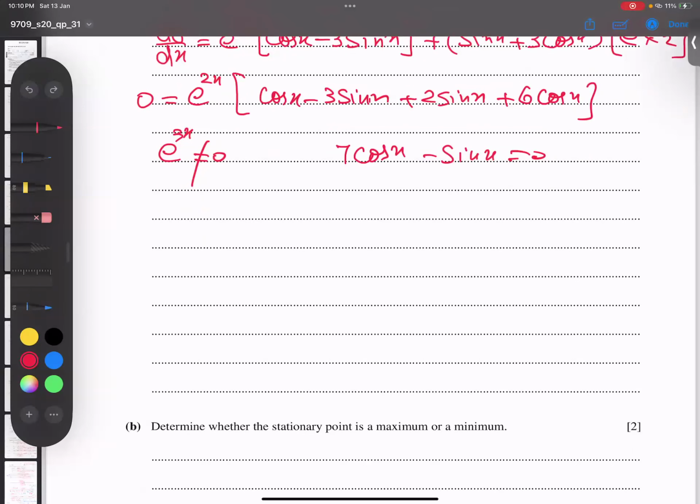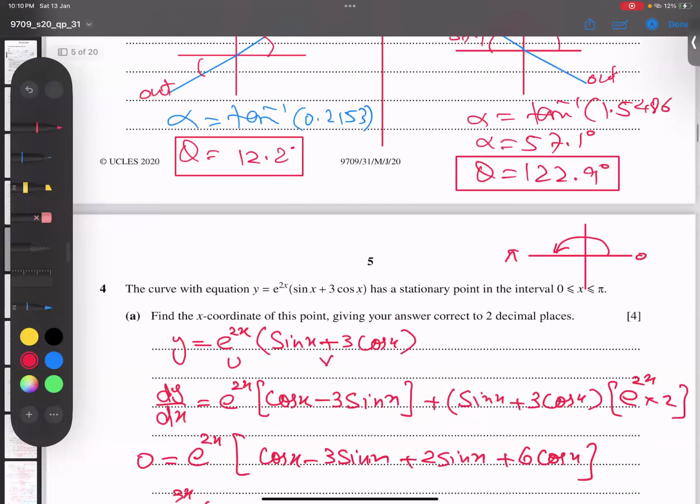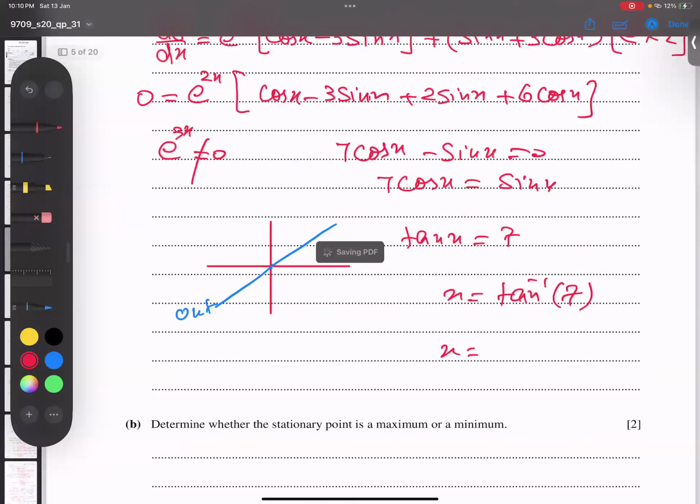Now bring sine to the other side. So 7 cos x equals sine x. Cos goes under it, so I get 7 equals tan x. Now tan, you all know where it is positive: here and here. But these are out of range, so only one answer comes. When you take tan inverse, keep your eye in: he said 2 dp, in radians, so we have to convert it to 2 dp.